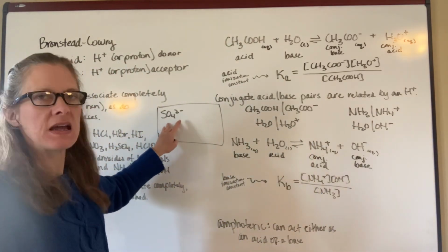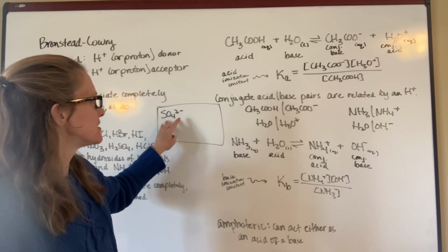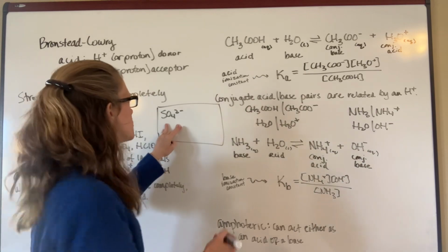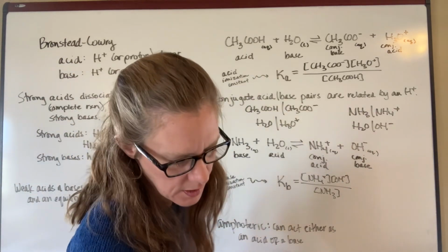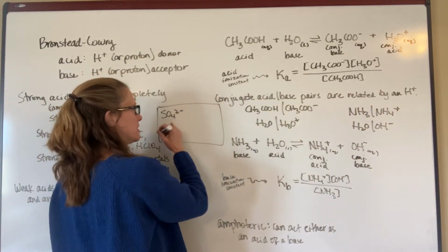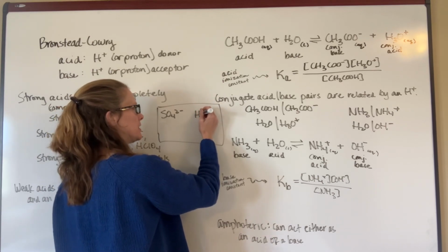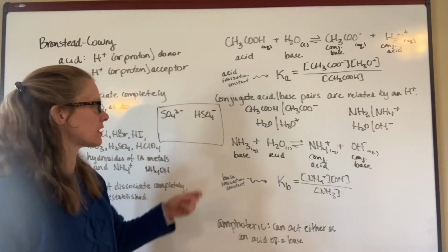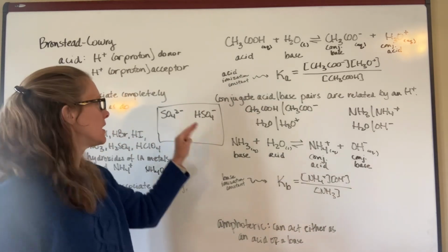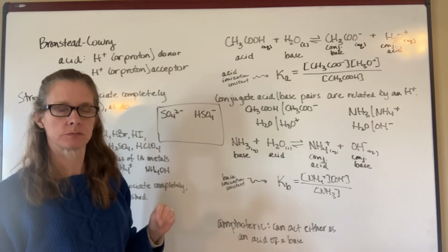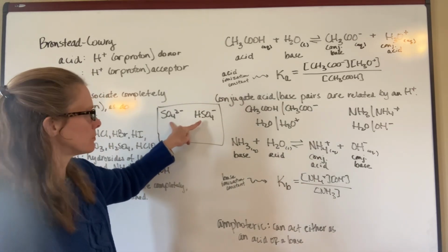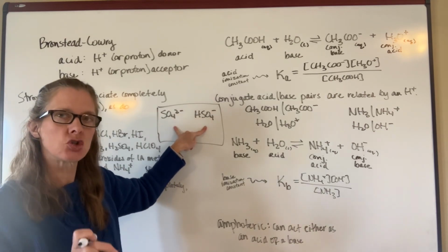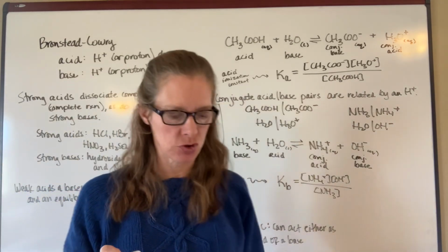If this is the base, then that means it's going to accept a hydrogen ion. So that means that the conjugate acid is going to be this plus a hydrogen ion. So it's going to be HSO4 with just a -1 charge now. Because if I've added an H plus, the -2 is going to go down to a -1. Okay? So they're conjugate acid base pair related just by the addition or subtraction of a hydrogen ion.